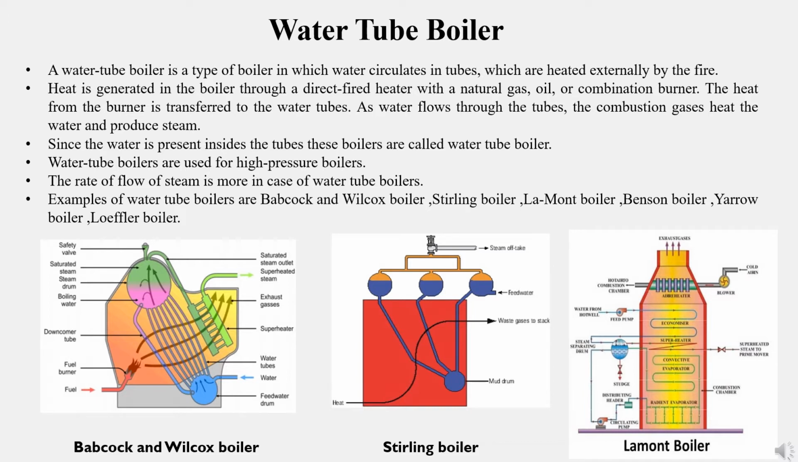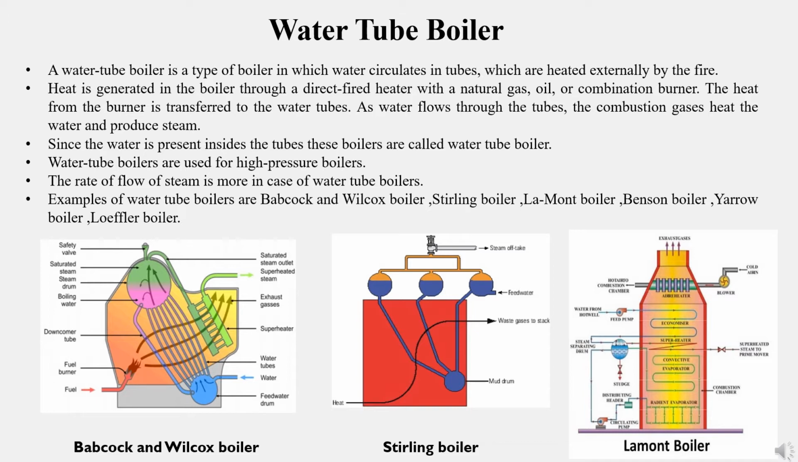Heat is generated in the boiler through a direct fired heater or combustion burner. The heat from the burner is transferred to the water tubes. As water flows through the tubes, the combustion gases heat the water and produce steam. Water tube boilers are used for high pressure processes. The rate of flow of steam is more in case of water tube boilers.